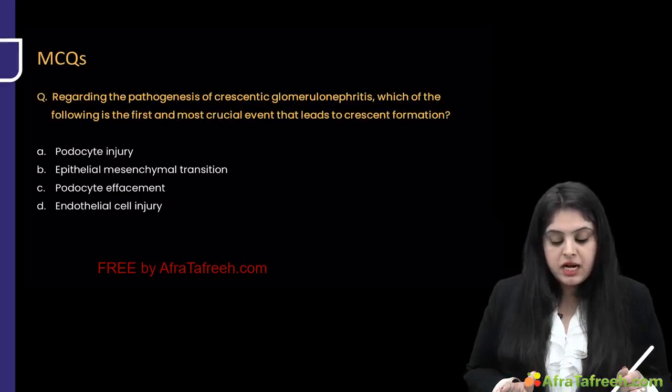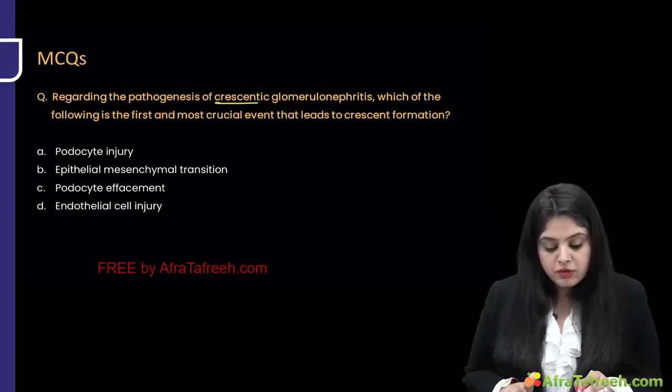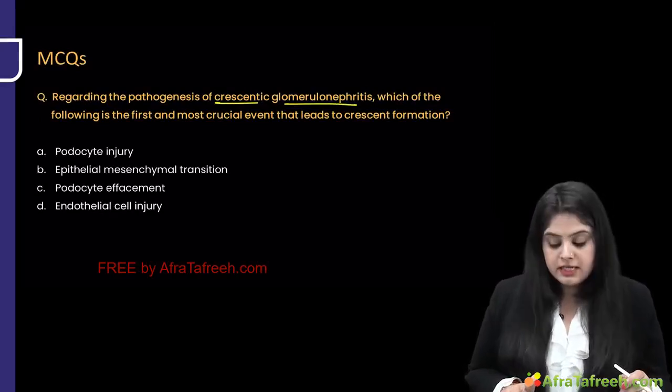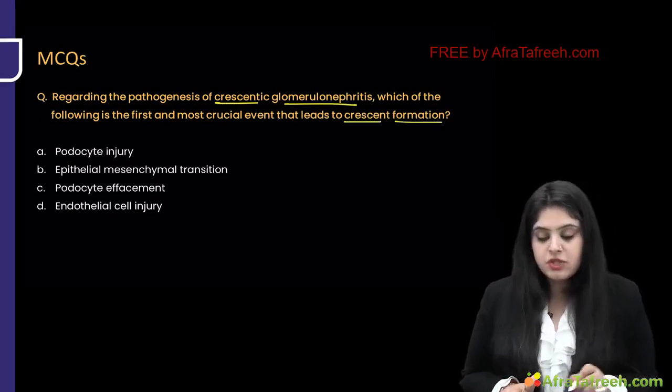Coming to this one. Regarding the pathogenesis of crescentic glomerulonephritis, which of the following is the first and the most crucial event that leads to a crescent formation?